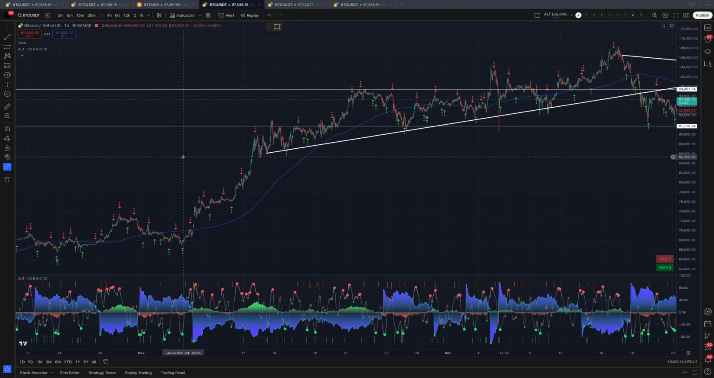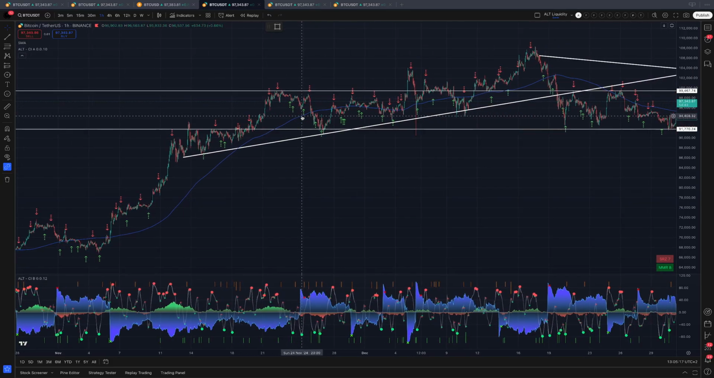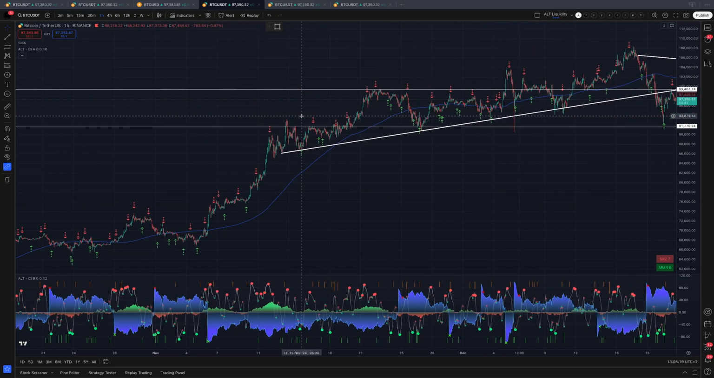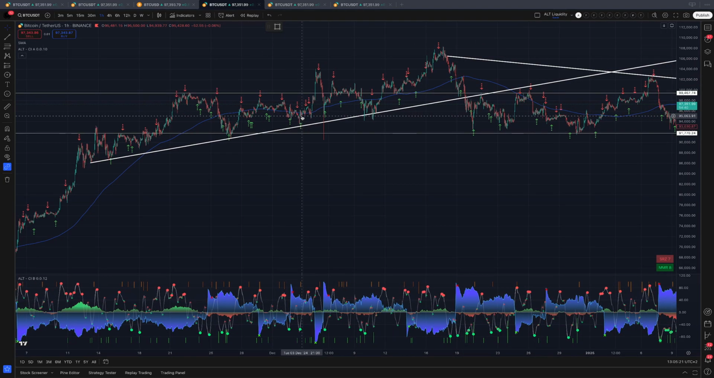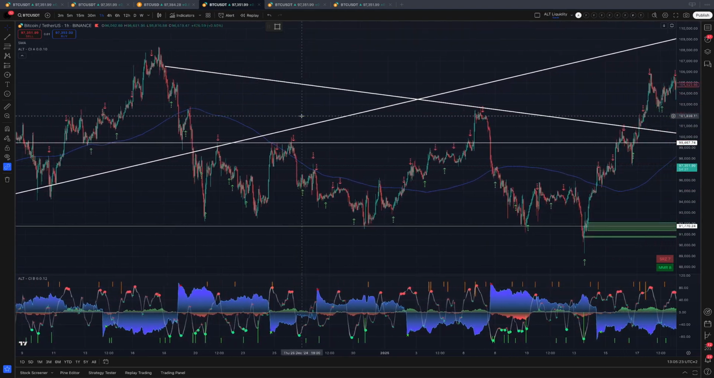That's the first way we can use them. We can use them on their own, although you really need to make sure you only take the big ones if you're going to do that. The other thing we can do is combine them with some of our other indicators.